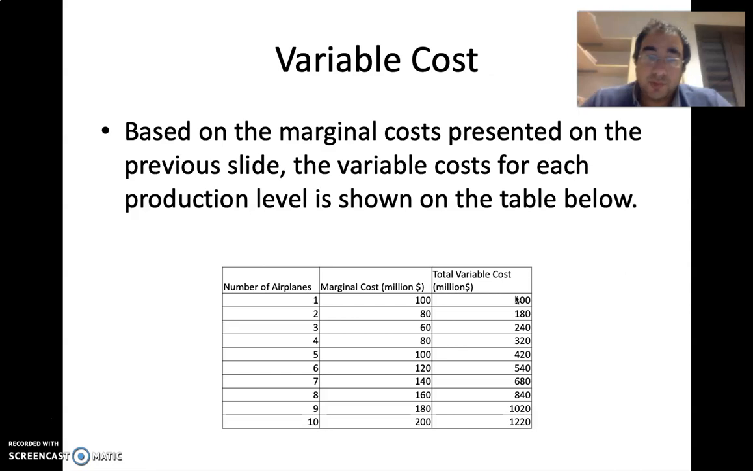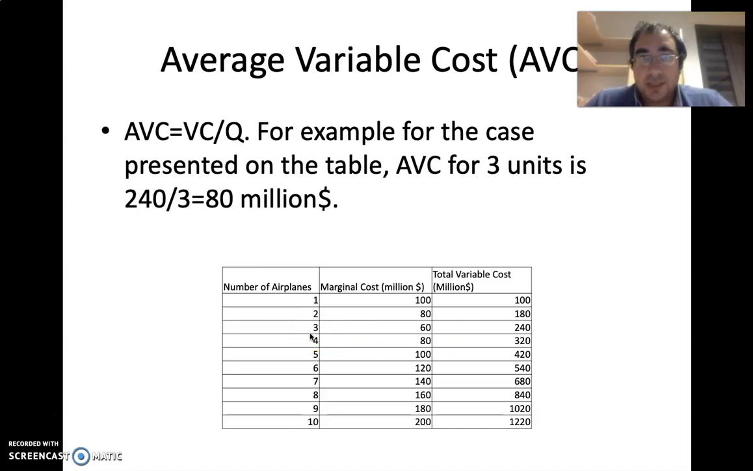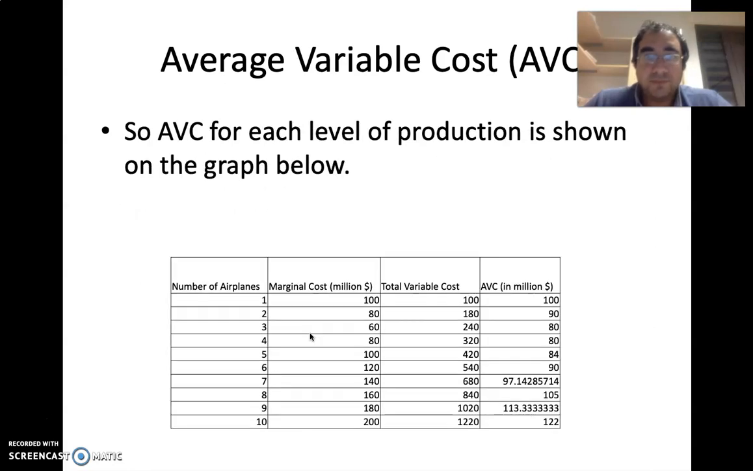Of course, when I have a variable cost like this, in order to find average variable cost, I need to divide total variable cost by the quantity. For example, for 1 airplane, it is 100 divided by 1. For 2 airplanes, 180 divided by 2, which is 90. For 3 airplanes, it is 240 divided by 3, which is 80. And it goes like this. Okay, I think this is also very straightforward.